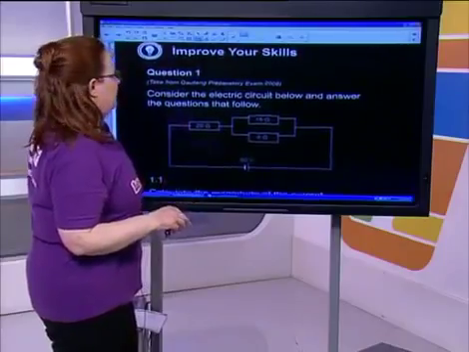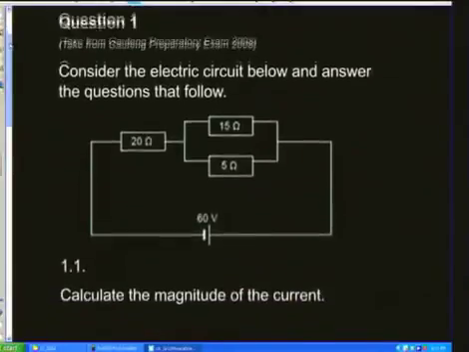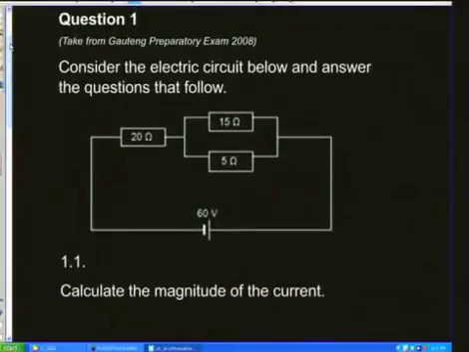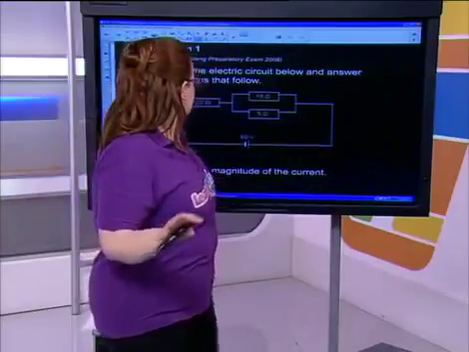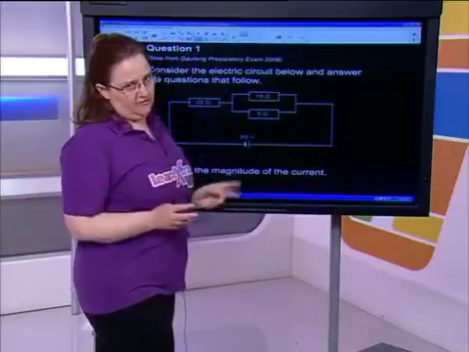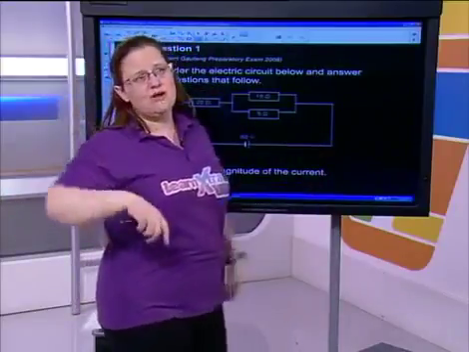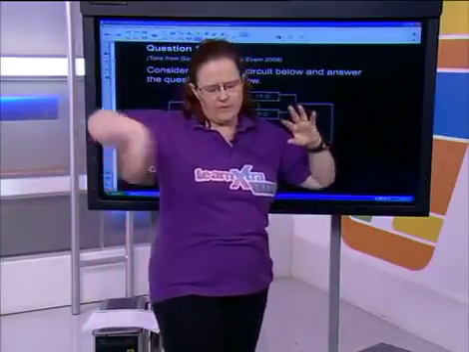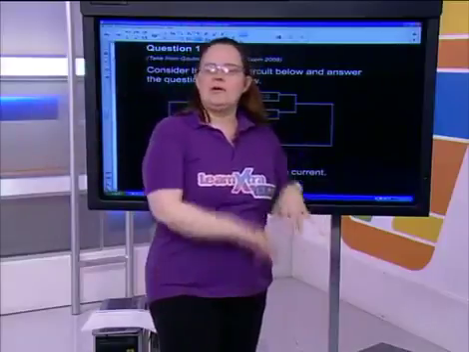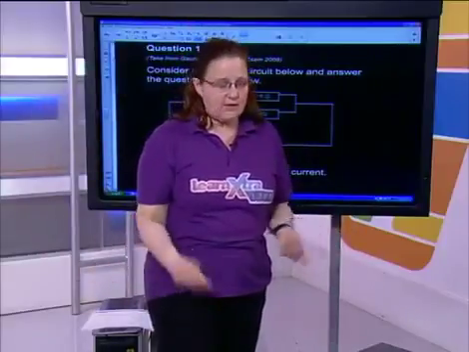So this was from the prelim paper in 2008. It says, consider the electric circuit below and answer the questions that follow. Assuming no internal resistance, assuming we can ignore the resistance of everything else, we're just going to go from here. Now, first thing you should do, now whether you know that conventional current always goes from positive to negative, or you do it the other way around, it makes absolutely no difference, okay?